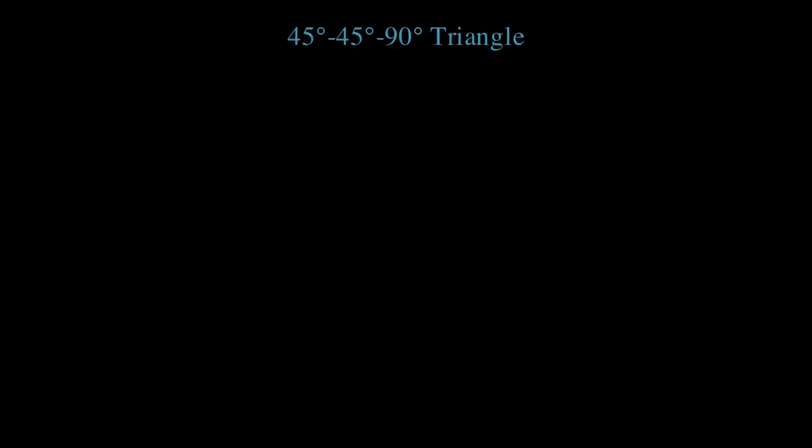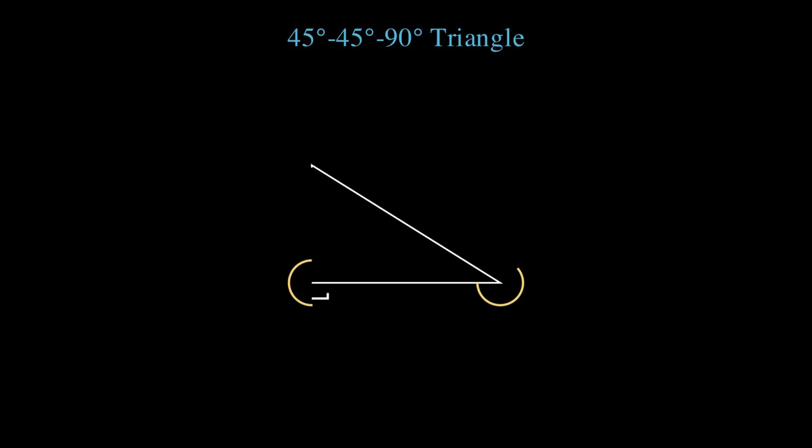Now 45, 45, 90. The sides are x, x, and x root 2. It's an isosceles right triangle. Two equal legs and a 45-degree angle at each base corner. Both legs equal x. That is your fingerprint for a 45, 45, 90 triangle. If a leg is 7, the hypotenuse is 7 root 2, no extra thinking required. The diagonal of a square always creates this triangle. That's why square problems love 45, 45, 90.